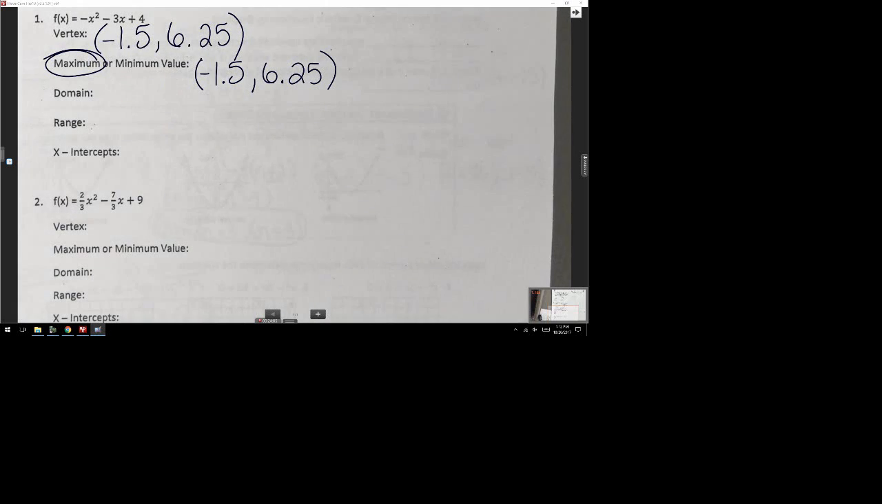What about domain? All real numbers. Always. There you go. And what about the range? Negative infinity to 6.25. Yeah. There you go. Y'all okay?